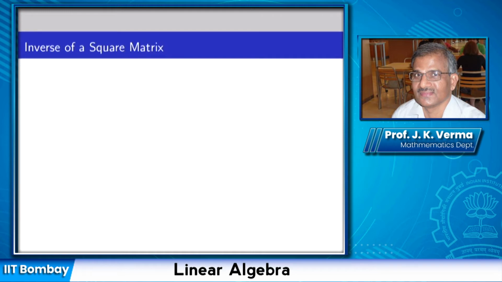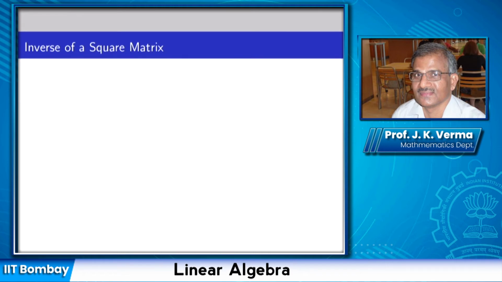Now let's discuss the inverse of a square matrix. We defined matrix multiplication and many ways of multiplying one matrix with another matrix. Multiplication of matrices in some sense corresponds to the operation of multiplying real numbers. But there is a property of multiplication of real numbers, which says that if I have a non-zero real number, then there is a multiplicative inverse.